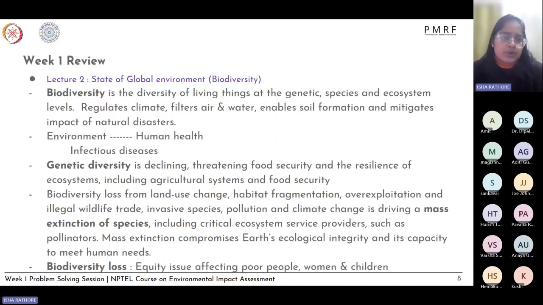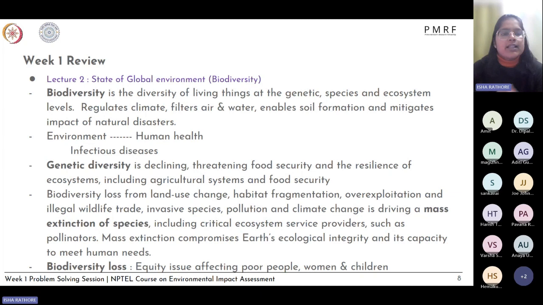Moving on to lecture 2, it talked about the state of the global environment for biodiversity. First, biodiversity is defined as the diversity of all living things at the genetic, species, and ecosystem levels. Biodiversity helps in regulating climate, filtering air and water, enabling soil formation, and mitigating the impact of natural hazards. The environment is closely related to human health, and a deterioration in the environment leads to infectious diseases, as well as a disbalance between the global elements that can affect human health. We will look at them later.